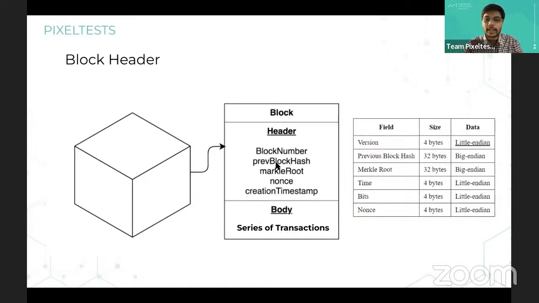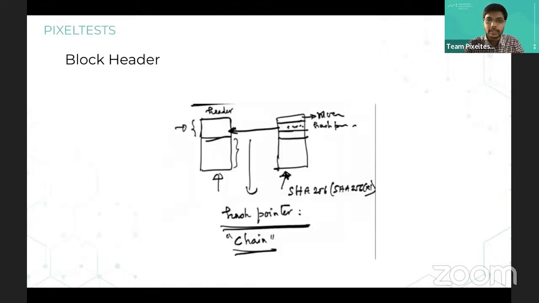So the block number is there, the hash of the previous block is also there, and then the Merkle root is also there. We'll understand what the Merkle root is. Now, if this is the 5 lakh block, this will be the 4,99,999 block. This will have a hash pointer, which will be the hash of the previous block, right? This is called the hash pointer.